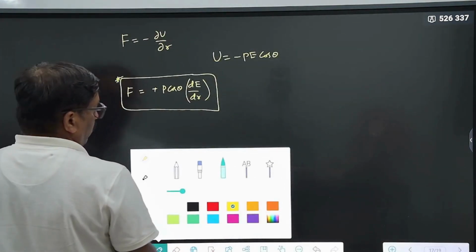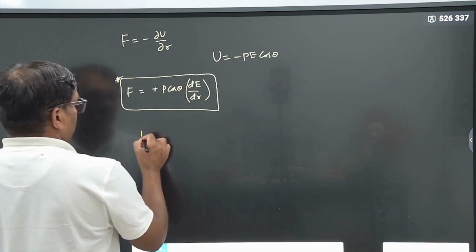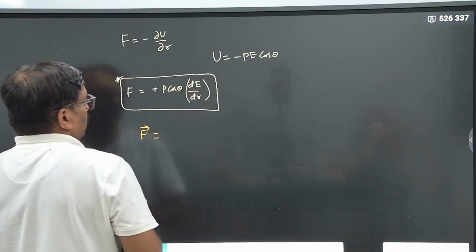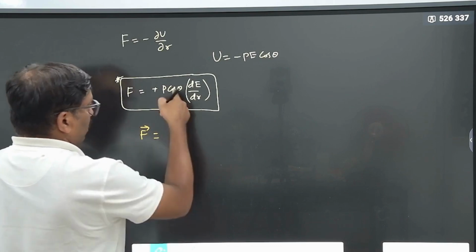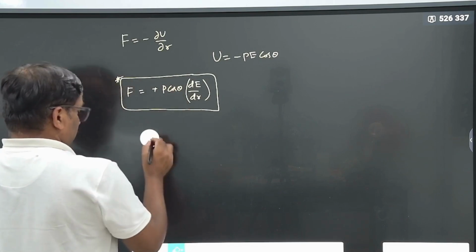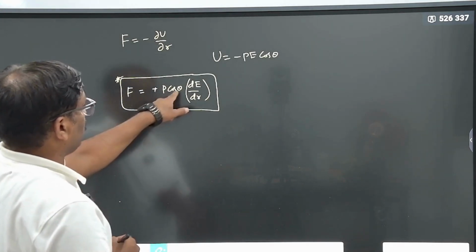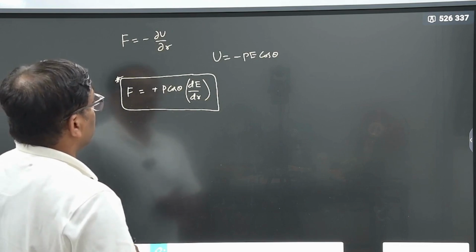Now if you want to write it in terms of dot product, therefore F is equal to P dot, right. Here you can write it based on this angle, clear. So F is equal to P into cos theta into dE by dr, right.